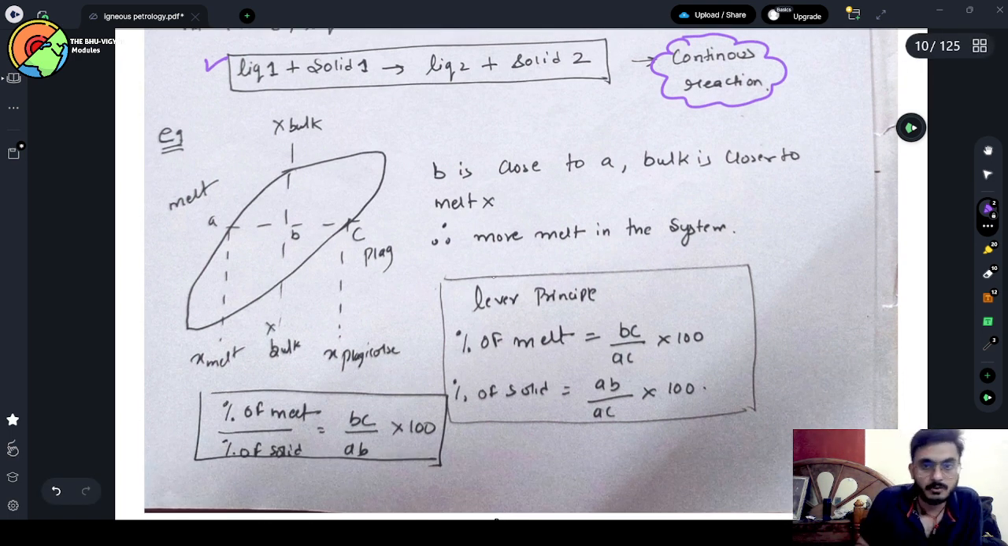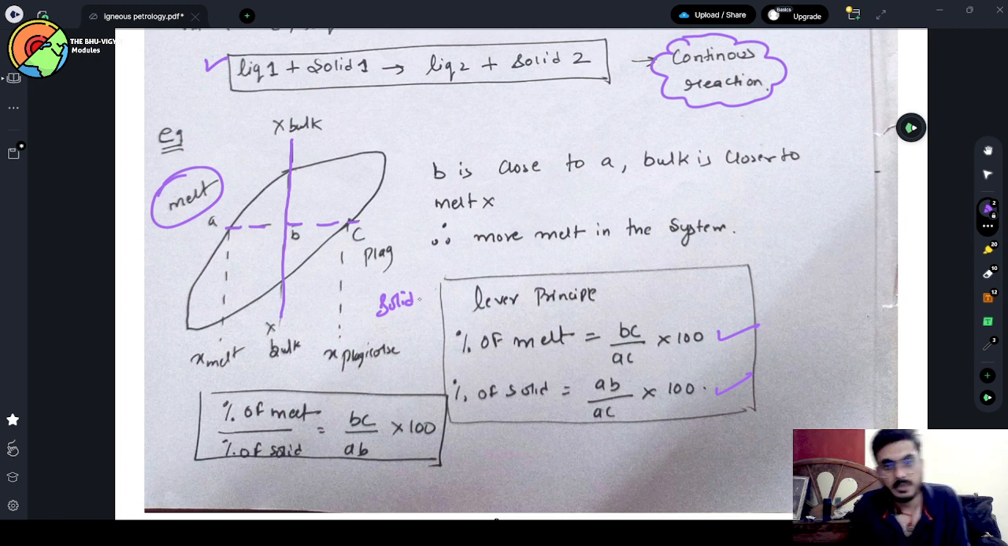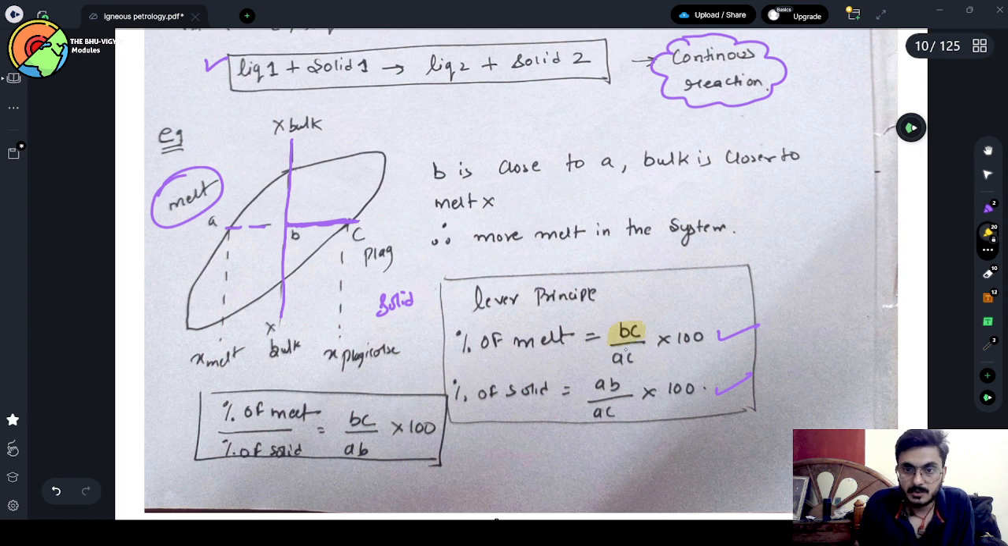Now this is the lever rule, how we will apply the lever rule, which I have explained before also. Suppose this is our bulk composition like this. Now we will draw a tie line like this, and if you want to calculate the percentage of melt, we will take the opposite side, because here the left-hand side is the melt and here will be the solid. So to calculate the melt, we will take the solid side, that is BC, divided by total, into 100. To calculate the percentage of solid, we will take the opposite side, that is this one, AB, by total AC, into 100.